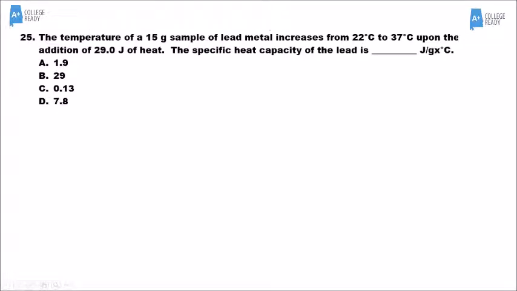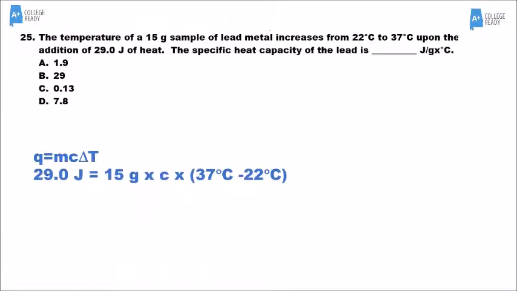Number 25 is a calorimetry problem. So we use the formula Q is equal to mc delta T. We take the numbers from the problem and plug them in. So we know the energy was 29.0 joules, the grams of lead was 15, and then we calculate the temperature change because we know it started at 22 and went up to 37. And when we do the math, we get 0.13.